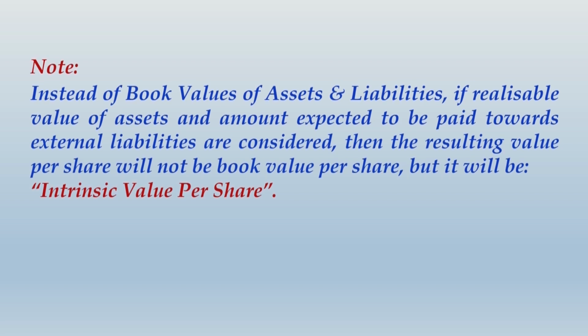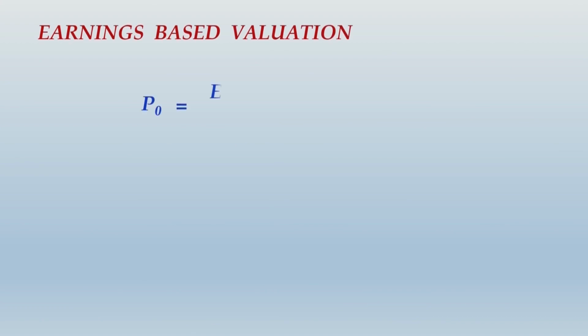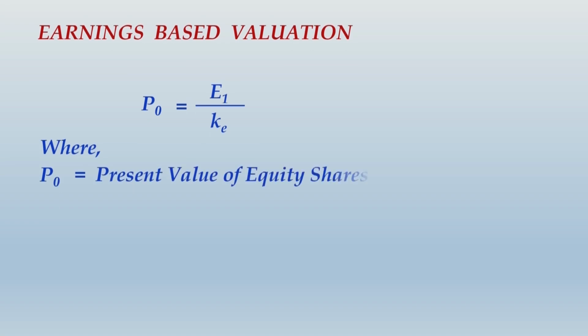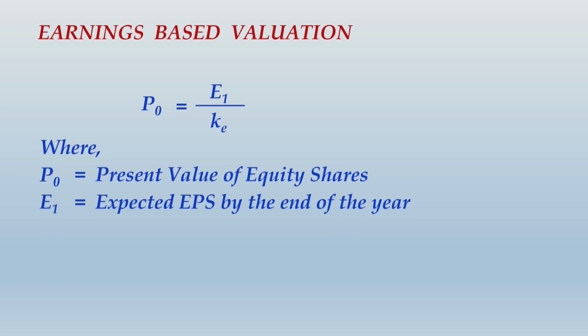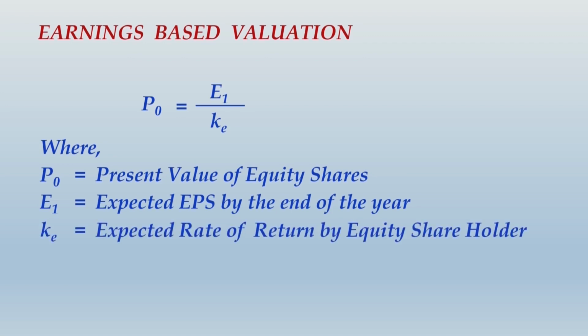Alright friends, after writing this note about book value per share and intrinsic value per share, let us move ahead and talk about earnings based valuation. Now a very simple notation, something you would have learnt even at intermediate level: P0 equals E1 upon KE, where P0 stands for the present value of equity shares, E1 stands for expected EPS by end of the year, and KE stands for expected rate of return by the equity shareholder. Friends, write this up and then I will explain.